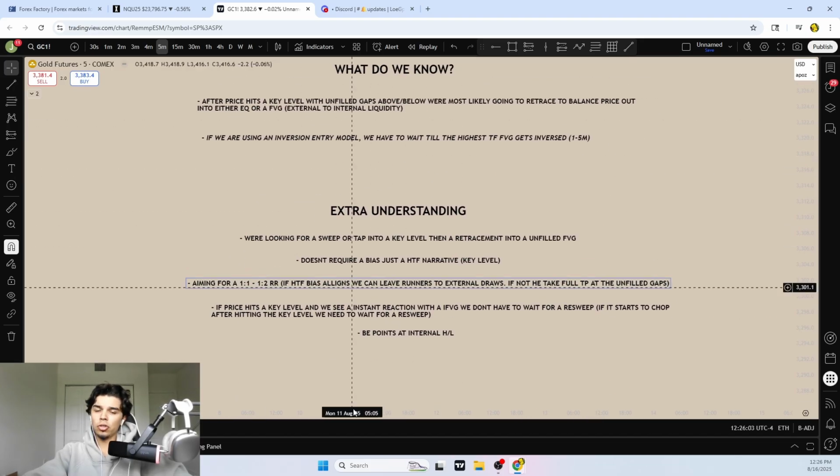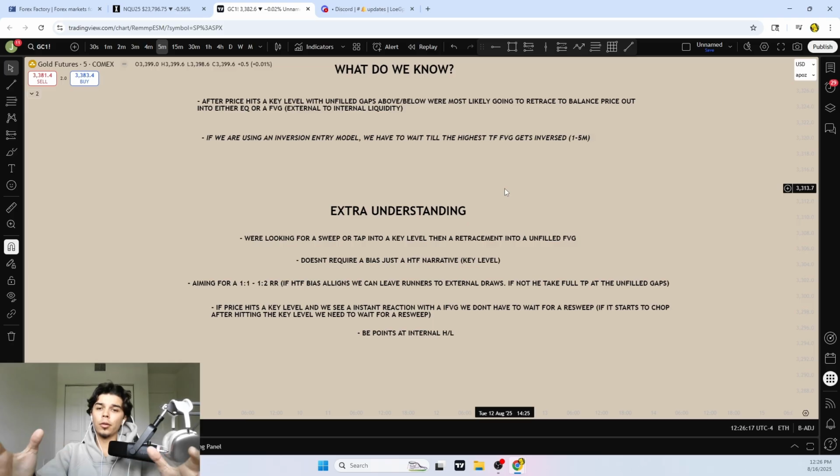And then some extra notes I would like you guys to either write down, or just remember if you already have them written down, right? We're looking for a sweep or a tap into a key level, right? Doesn't matter if it's a liquidity sweep or a tap into, let's say, an unfilled 4-hour fair value gap into a key level, then a retracement into an unfilled fair value gap.